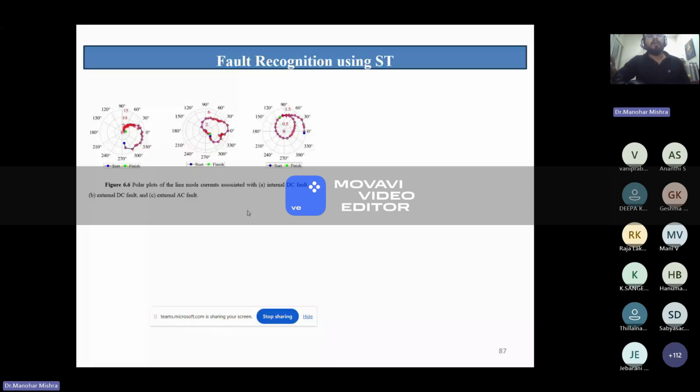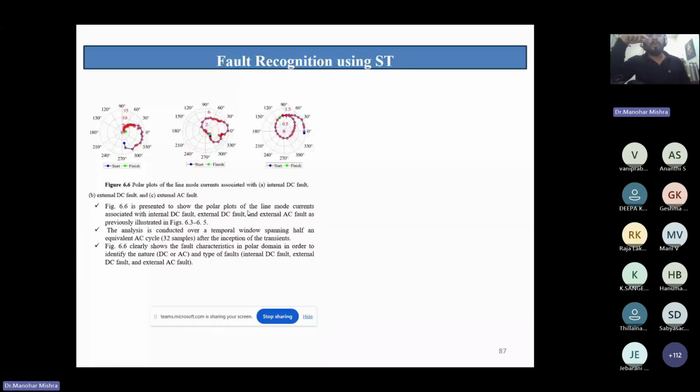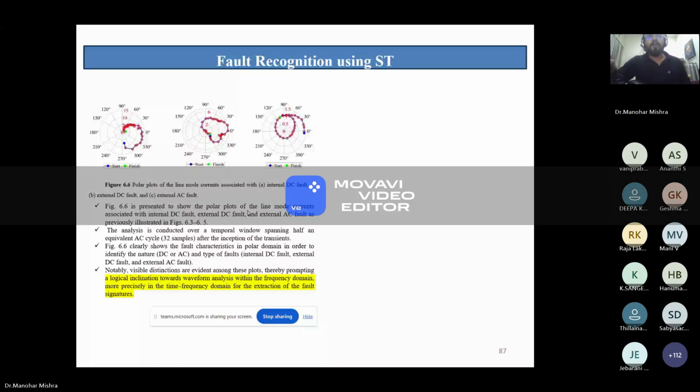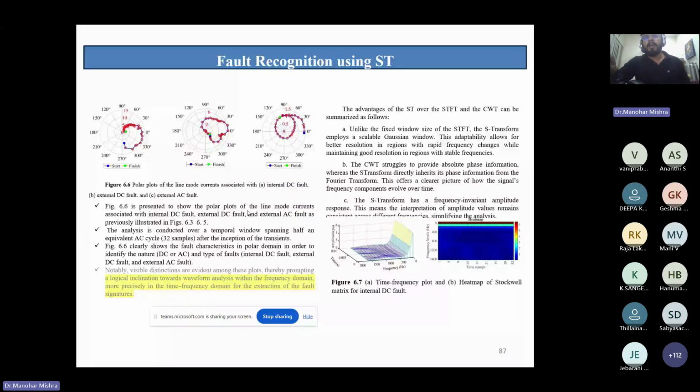It is apparent from the plot that there is a logical inclination toward waveform analysis in the frequency domain, more precisely in the time frequency domain, for extraction of the fault signature. For this we applied the S transform, and this is the time frequency plot. This is the heat map for the Stockwell matrix that we generated, and we inputted this matrix to the GRU unit.